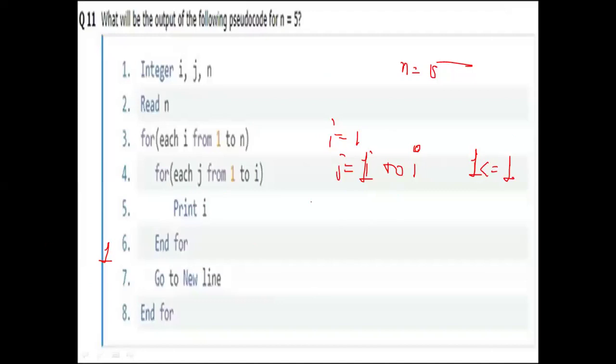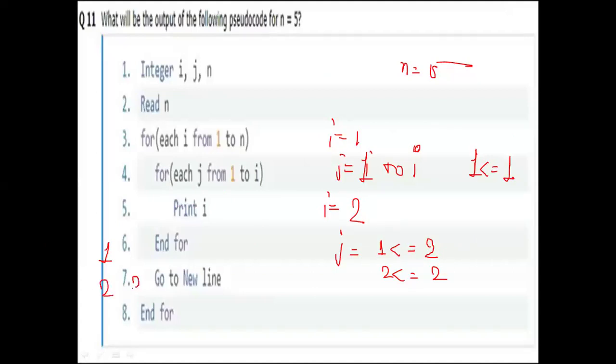Next time, J loop ended. Then I plus plus, I will be 2 now. When I is 2, I am checking the J condition. J condition will run 1 to I value. I is 2. So this condition will be true for 1 less than or equal to 2, and 2 less than or equal to 2. But both the times I have to print I only.